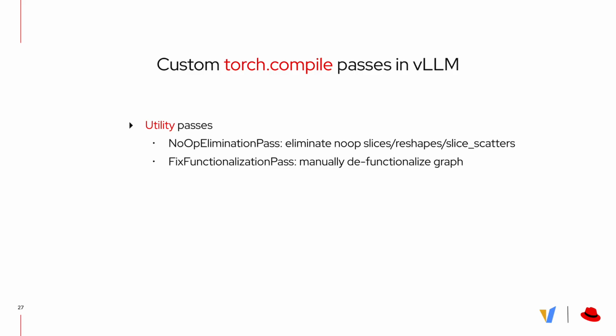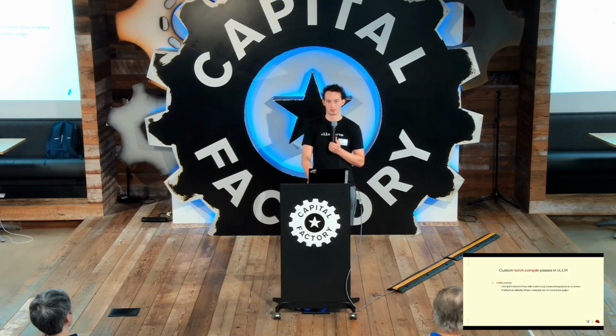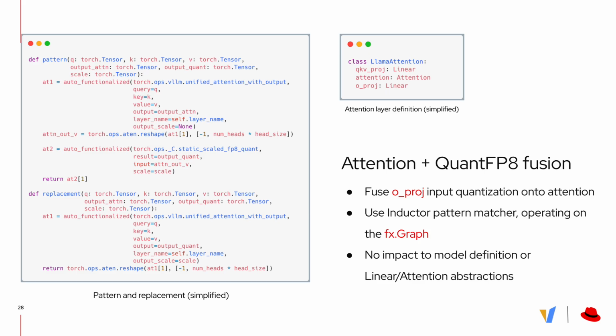Oh yeah, we also have a couple of utility passes. This is just if there's a bug in Torch.compile, or if there's something we want to do specifically to the graph, we can just write a pass and edit the graph however we want and fix an issue. These aren't necessarily to improve performance, just to make sure things are running smoothly.